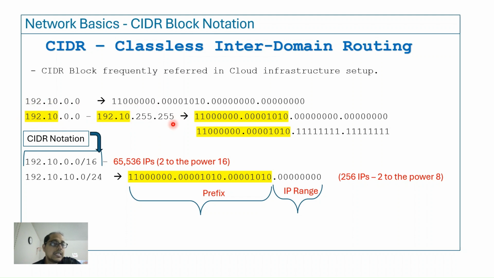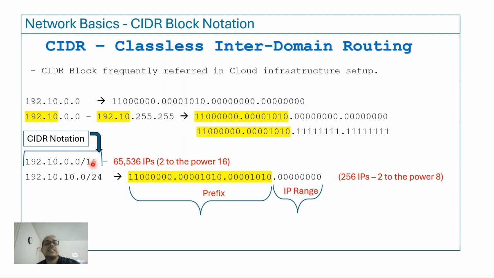But representing it this way is not very efficient. So we'll use CIDR notation to specify the IP range. This is how it goes: 192.10.0.0/16. The first part is the starting IP address of your range. So in my range, the first one is 0.0/16.